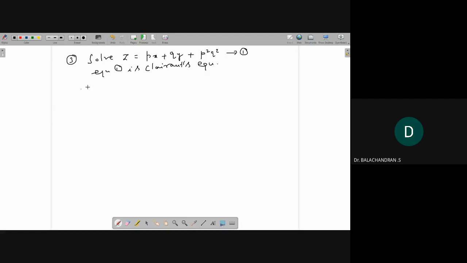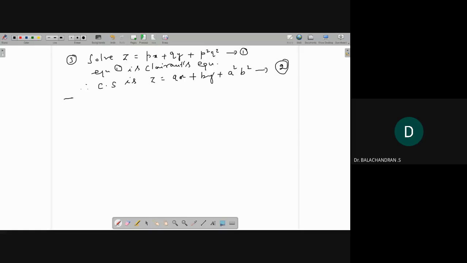Now, therefore, the complete solution, I will write in the short form, CS, complete solution. You don't write CS in the exam. z equal to ax plus by plus a square b square. This is equation 2.